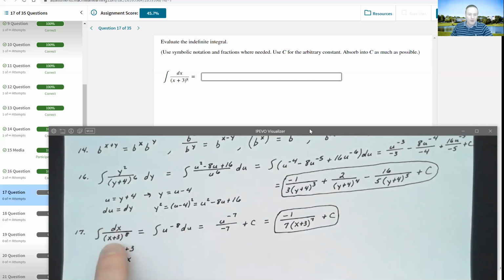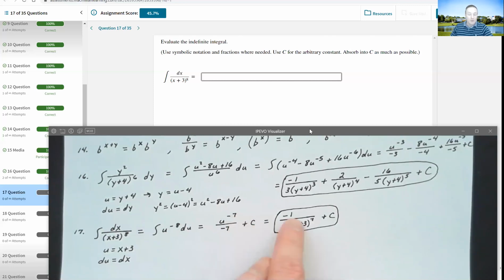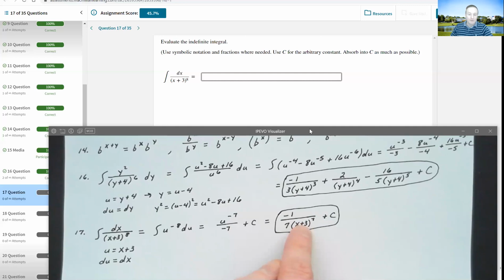I would have 1 over x plus 3 to the 8th, which becomes 1 over u to the 8th. I would rather call that u to the negative 8th. That enables me to do the power rule pretty quickly and say that's going to add 1 to the exponent, u to the negative 7, divide by that new exponent of negative 7, plus our constant of integration. So the final answer is negative 1 over 7 times the group x plus 3, since u is x plus 3, to the 7th, plus c.